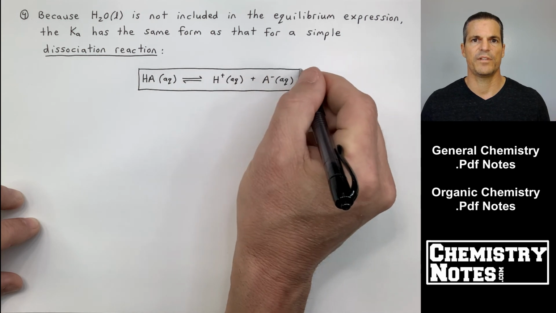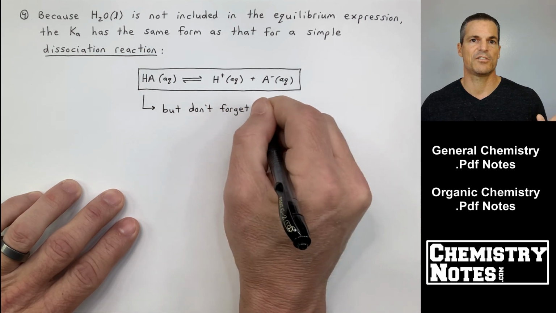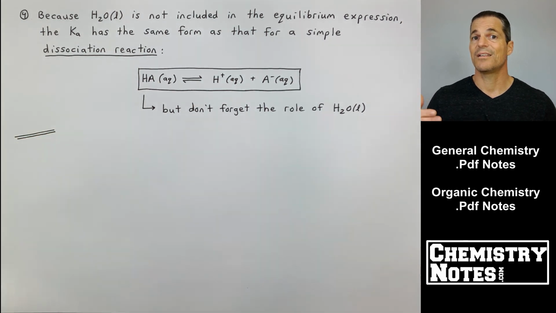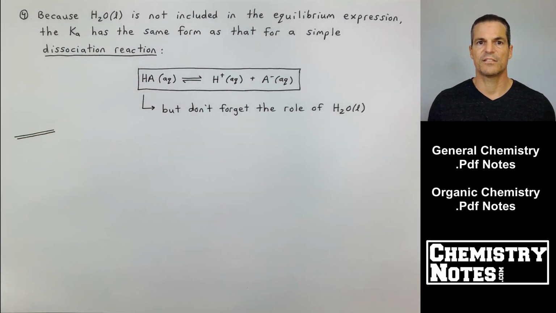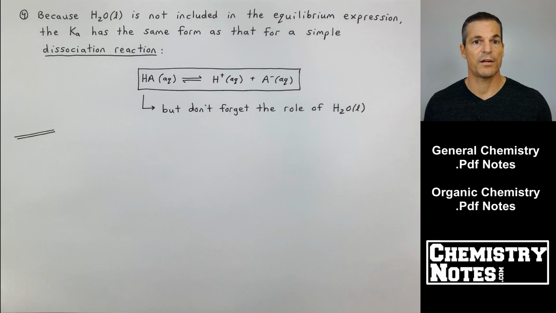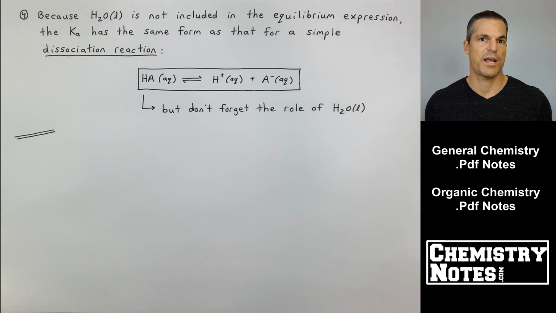The only difference between this and the reaction I had a box around 2 pages of notes ago is that on the left-hand side, there's no H2O liquid. And on the right-hand side, H3O plus is now instead called H plus. But Ka for this is still the concentration of H plus times the concentration of A minus, all over the concentration of HA. Same equilibrium expression, right? So don't forget the role of water, though, H2O liquid. On the left-hand side, really we also have a plus H2O liquid in there. On the right-hand side, that H plus is essentially H3O plus. But we can abbreviate things and write out simple dissociation reactions for this, okay?